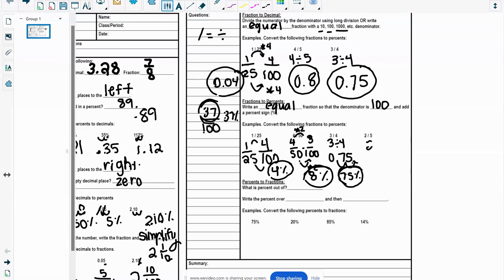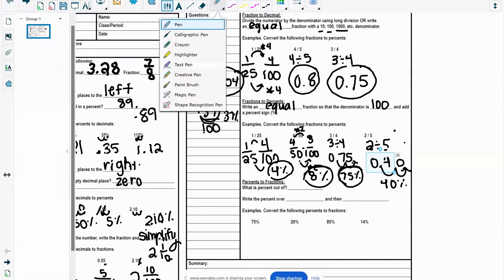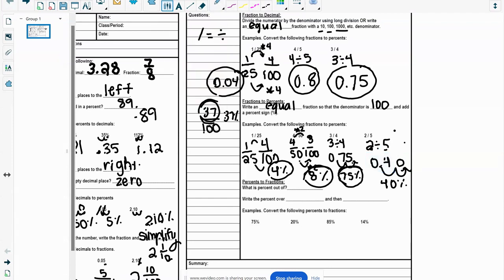Same thing here. We could do 2 divided by 5 to get the decimal of 0.4. And then move it over twice. Move the decimal over twice, fill in your empty space with a 0, and that would be 40%. Okay. There we go.